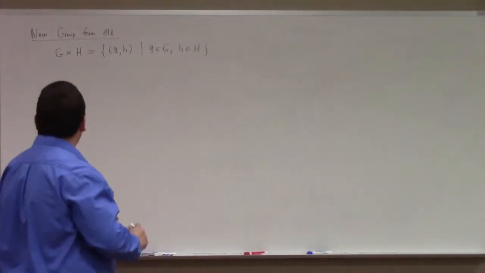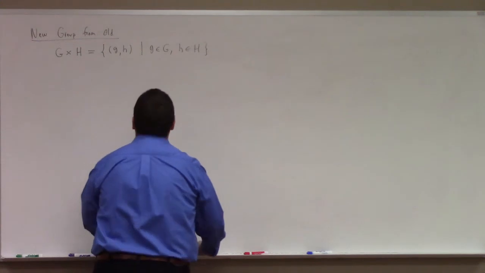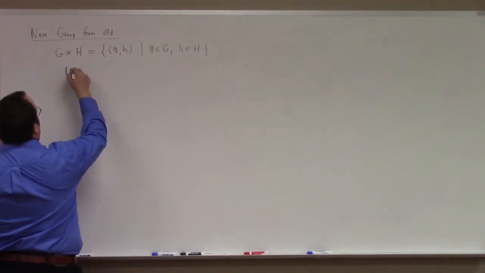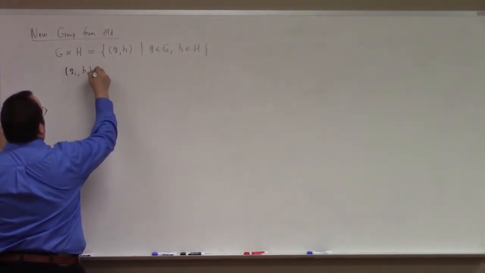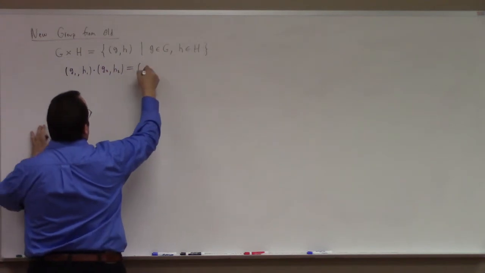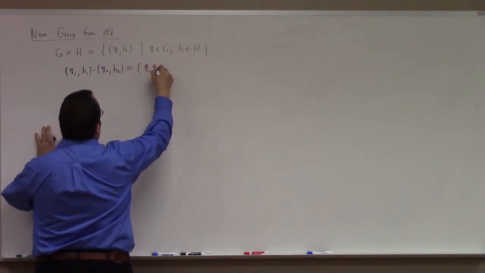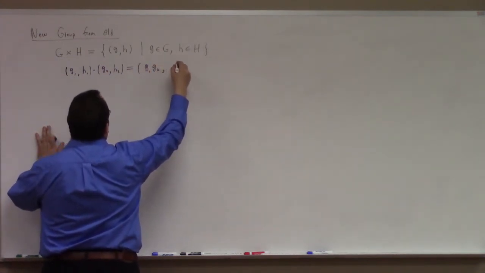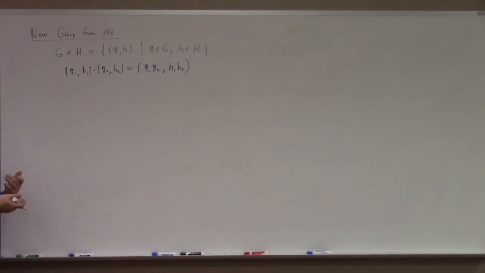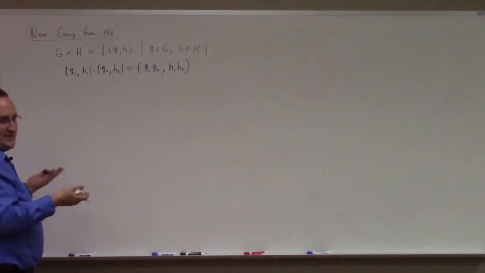And the way you multiply them is just like you'd expect: (g1, h1) times (g2, h2) is (g1 g2, and you tell me the second one, Carl. h1 h2.) Very good. All right, so yeah, it's very natural. This is the multiplication that you can assign to the Cartesian product of two groups. Okay, so that's just a construction.